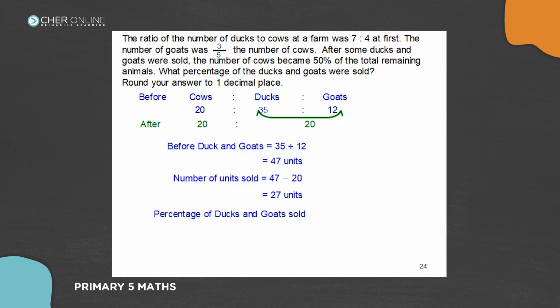So the percentage of ducks and goats sold will thus become, remember this method which I showed you all in the last 4 or 5 questions? Take the fraction, 27 out of 47 times 100%.